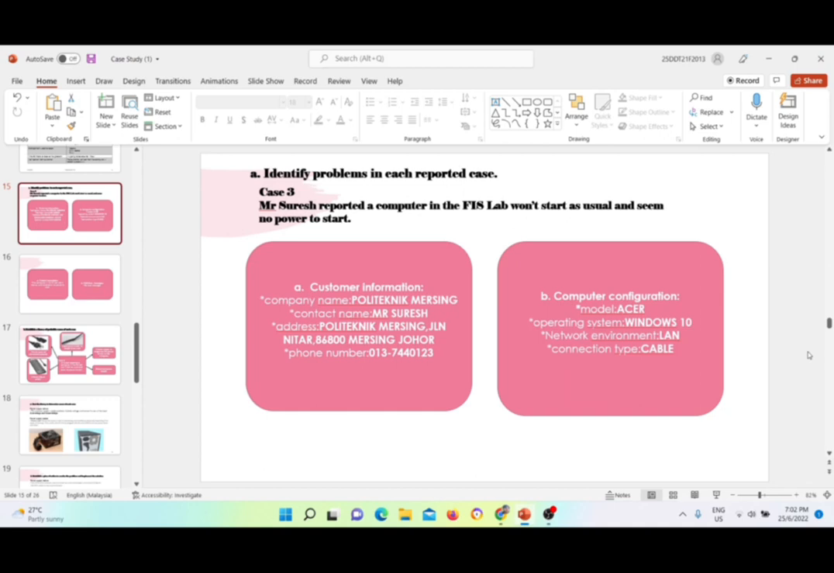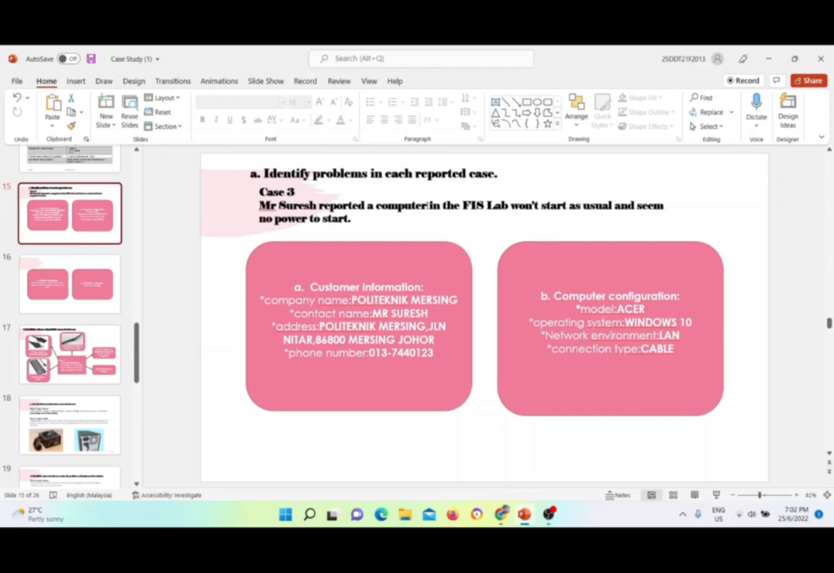So my name is Muhammad Amir Fakhur Razi Muhammad Mokhtar. So I will do case 3. Identify the problem in each report case. So for case 3, Mr. Suresh reported a computer in the FIS lab won't start as usual and seems to have no power to start.